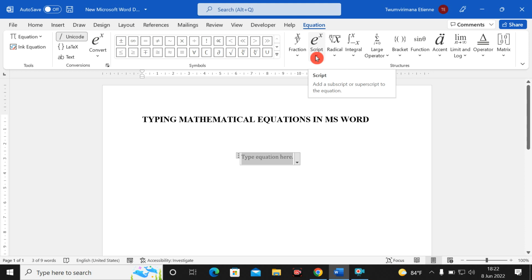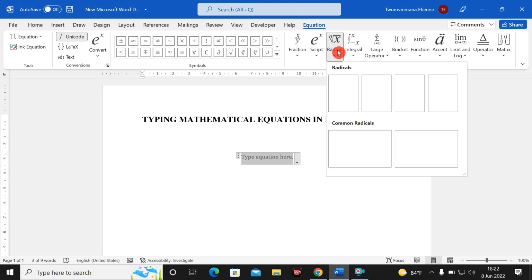We go here when we want to type numbers or equations that have upper and lower scripts. And here we have Radicals. We click here when we want to type radicals. Here we have the radical, the square root. Here we have a radical with a degree. Here you can have the square root, the nth root, the square root with a degree, and the cubic root. Down here we have common radicals.